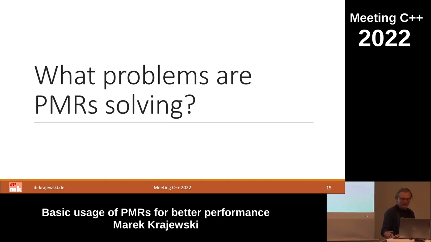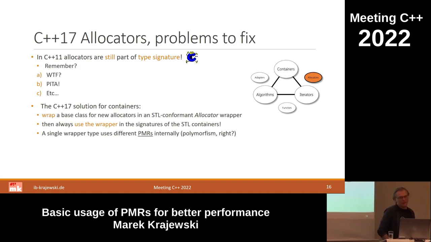Yes, this is the type signature story. We don't want that. We have to fix it in C++17, and the solution was we wrap a base class for the new allocators in an STL conformant allocator wrapper, so that we can use containers unchanged. Then we always use this wrapper in our containers, and the single wrapper can use different PMRs internally, polymorphically. And the question is, what design pattern is that? Bridge.